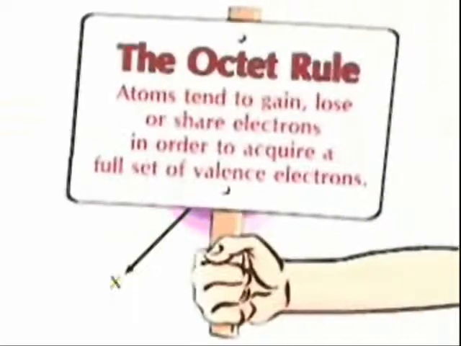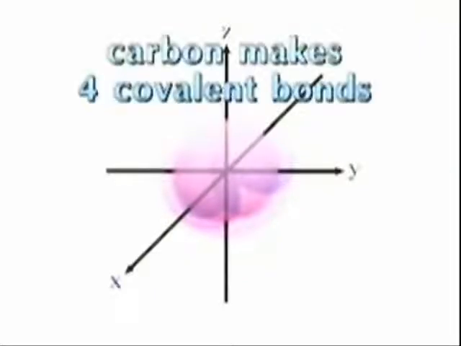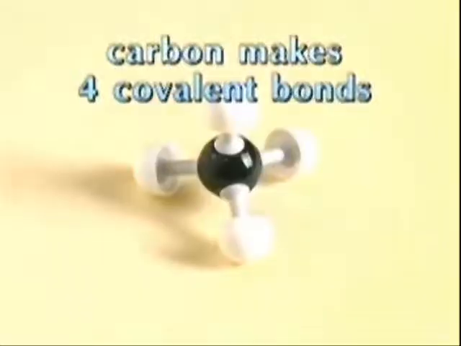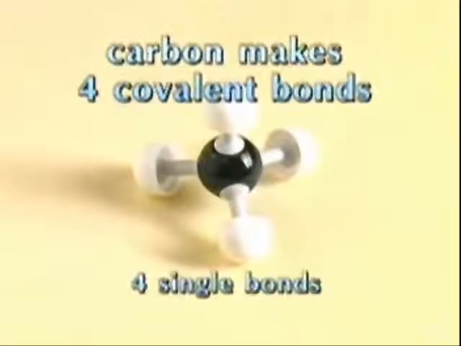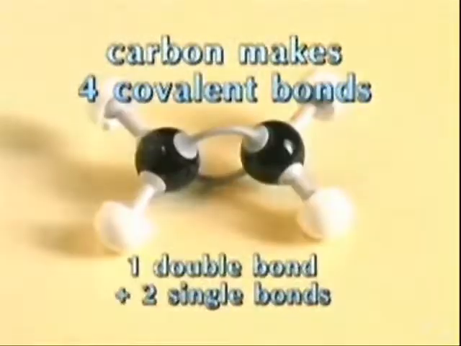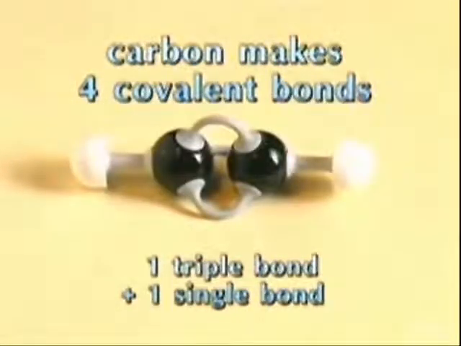The Octet Rule says that atoms tend to gain, lose, or share electrons in order to acquire a full set of valence electrons. A carbon atom usually satisfies the Octet Rule by making 4 covalent bonds with other atoms. These bonds can be 4 single bonds, a double bond and 2 single bonds, or a triple bond with 1 single bond. Carbon is the only element that has the ability to bond in such a variety of combinations.